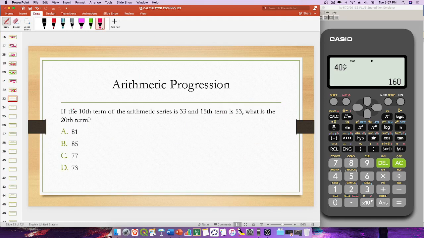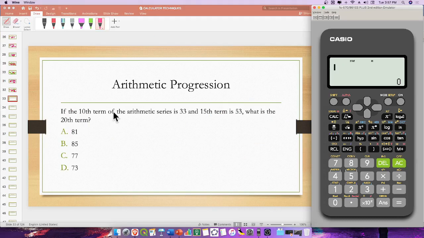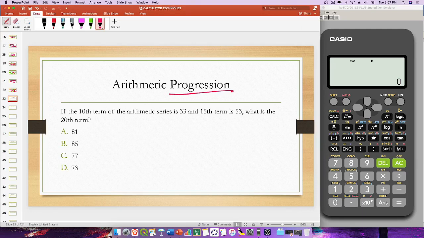Now, if the 10th term of the arithmetic progression, or arithmetic series, take note, progression can also be called series. Don't confuse progression with series. If the 10th term of the arithmetic series is given as 33, so A10 is 33, and the 15th term, A15, equals 53, what is the 20th term?